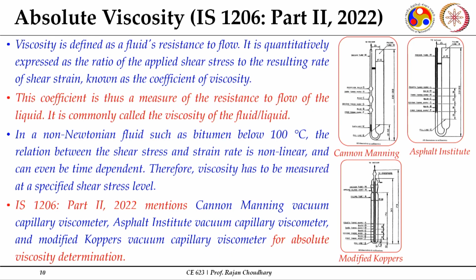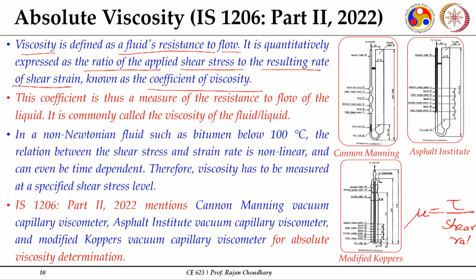Now, what is done under the absolute viscosity determination? As we know, viscosity is a fluid's resistance to flow. So, we want to get an idea what is the viscosity of the binder which we are going to use. This is expressed as the ratio of applied shear stress to the resulting rate of shear strain. So, this is your coefficient of viscosity. When we talk about the coefficient of viscosity, it is your tau divided by your shear rate.